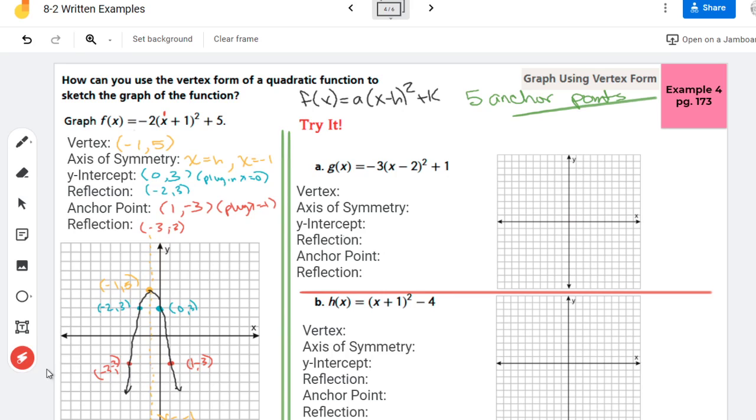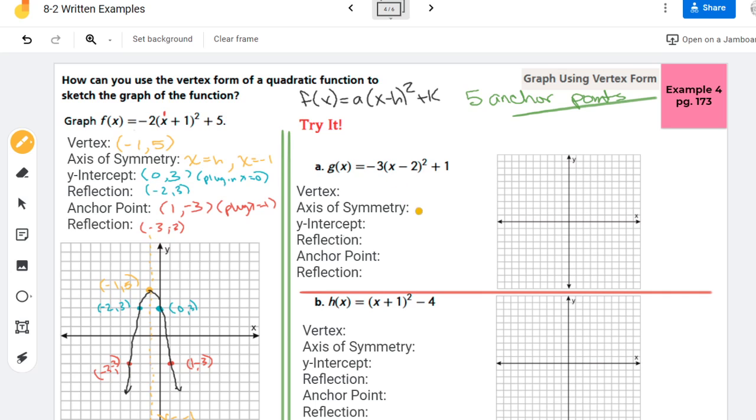Now another point that I think is always nice to get an anchor point in here is I use my A value. Remember, the A tells us how much the graph moves up or down when I move 1 unit to the side. So my y-intercept was 1 unit to the side, and I could see that it's 2 units down, so that's a way to confirm that I haven't made any mistakes. So let's go ahead and try another one.